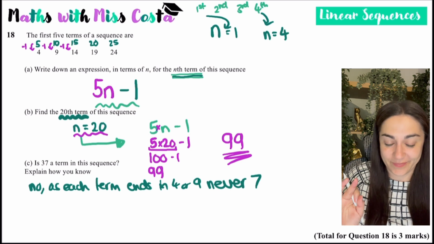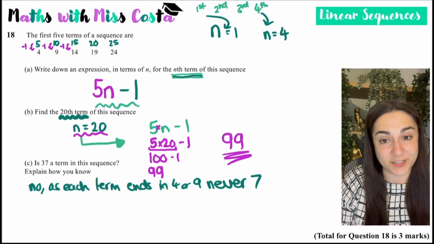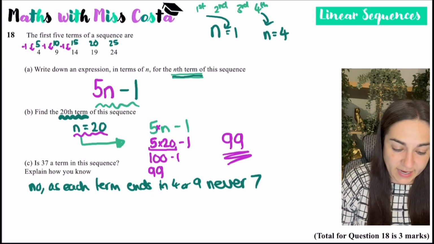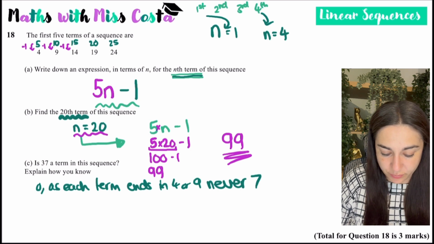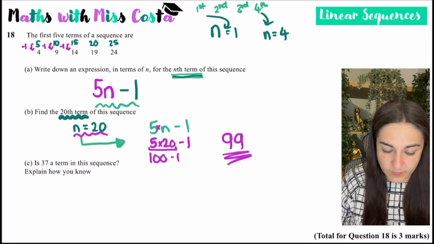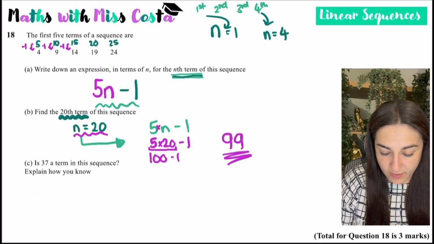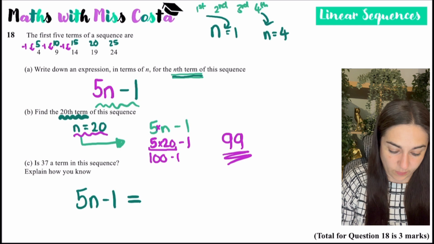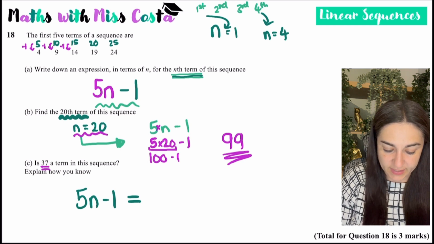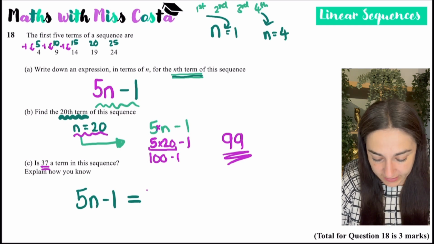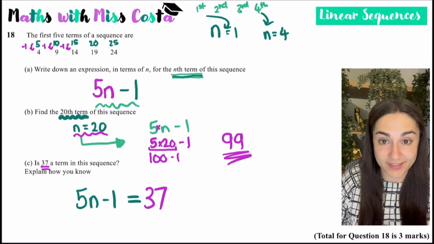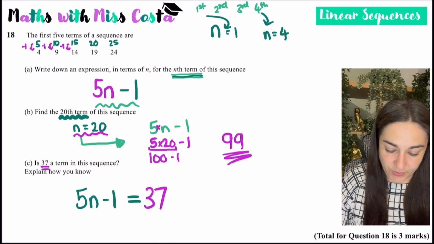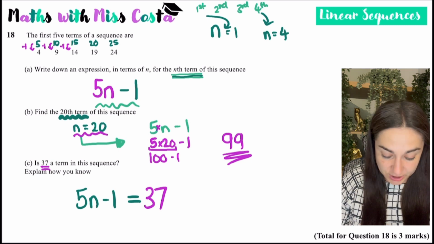But sometimes you're going to have questions where it's not so easy to spot that, and to double check it, to prove it, what you would do is you'd make your rule, so the rule of the sequence is 5n minus 1, equal to what they want to know if it's a term. So you'd say 5n take away 1 equals 37. You'd then solve this equation, so use your function machine if you need to.